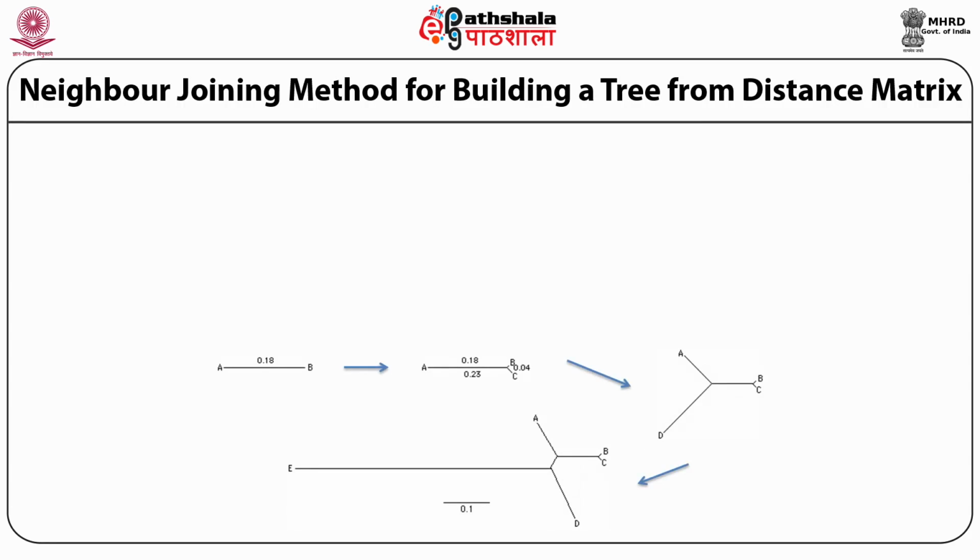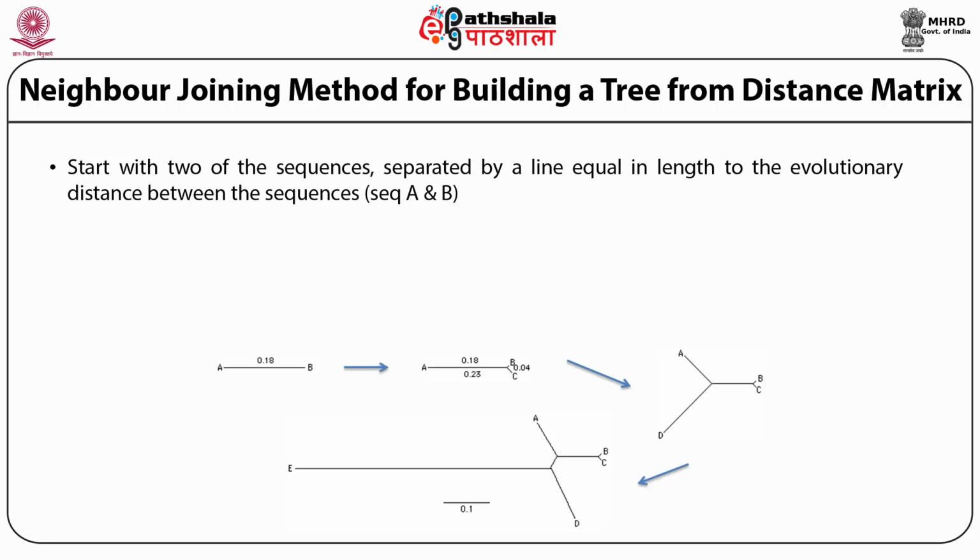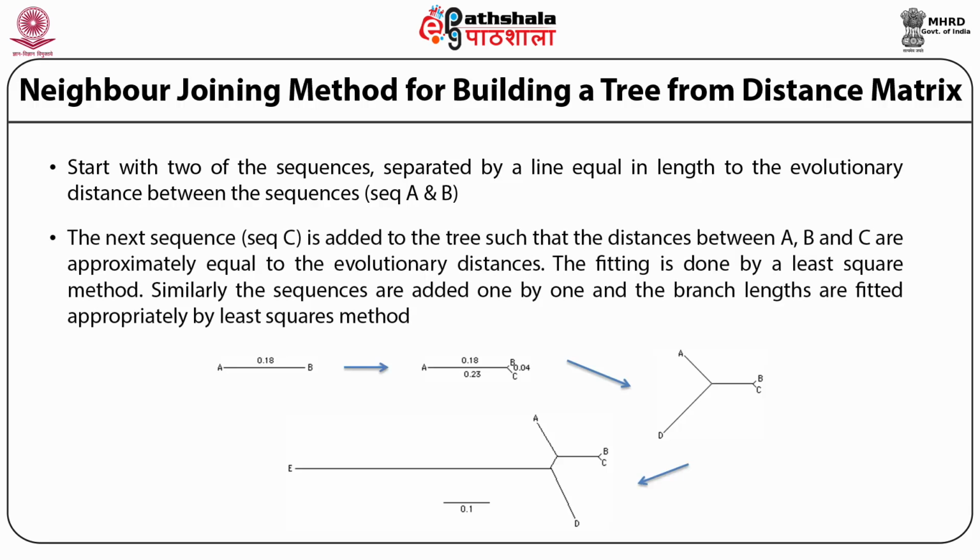Neighbor joining method for building a tree from a distance matrix. The neighbor joining method uses the evolutionary distances that have been estimated by the methods explained earlier. It starts with two sequences which are separated by a line equal or proportional in length to the evolutionary distance between the sequences, for example, in this case, A and B. The next sequence C is added to the tree such that the distances between A, B and C are appropriately equal to the evolutionary distances. The fitting is done by the least squares method. Similarly, the sequences are added one by one and the branch lengths are fitted appropriately by the least squares method.